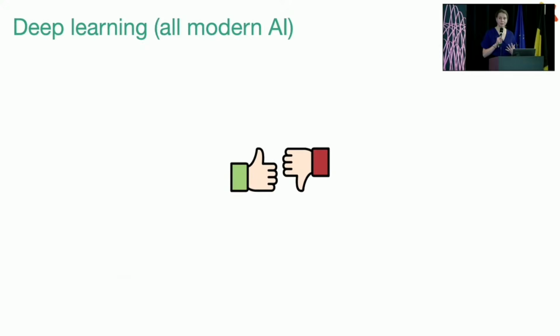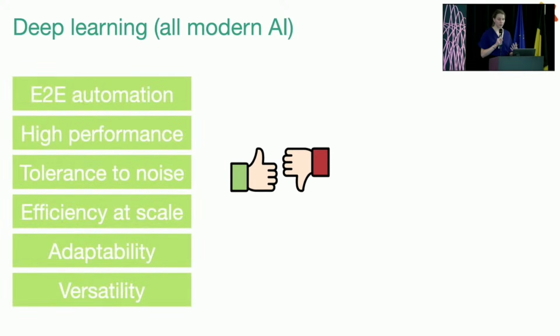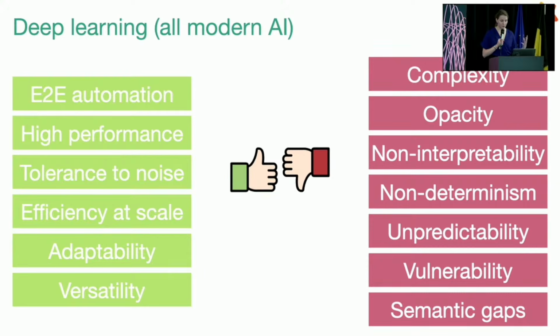So I want to summarize this as follows. With the high versatility and power of modern AI systems, which today are based on deep learning, we need to remember what are the advantages and the disadvantages of deep learning as a paradigm. I call this intrinsic properties of this learning paradigm. So on one hand, we get end-to-end automation, we get high performance, we get high tolerance to noise, and we can do this very efficiently. We can parallelize the systems at scale. They can be incredibly adaptable and versatile. But this exact strength, which might look a bit different depending on the domain, comes with the other side. So it's a double-edged sword.